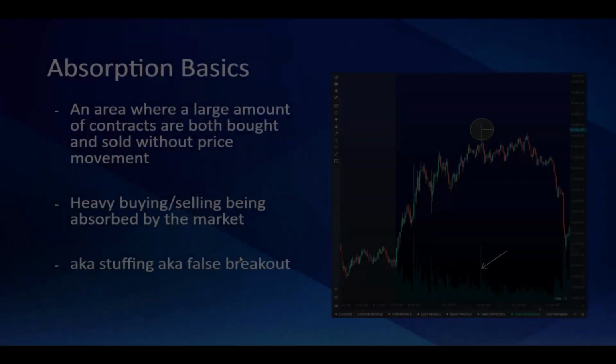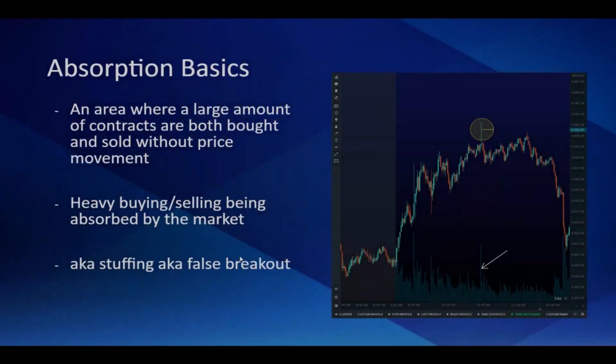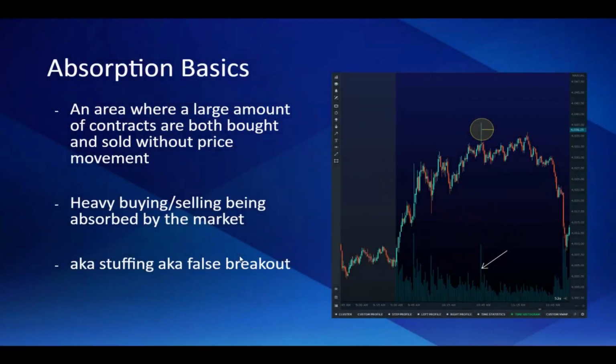Okay, so before we get into some of the theory on why absorption happens in the marketplace, or what the underlying causes of absorption are, we need to just prime you for what absorption is. It's an area where a large amount of contracts are both bought and sold, but without the underlying price movement that you would expect with such heavy volume. So it's quite literally the market absorbing a heavy amount of volume without price moving in one direction or another.